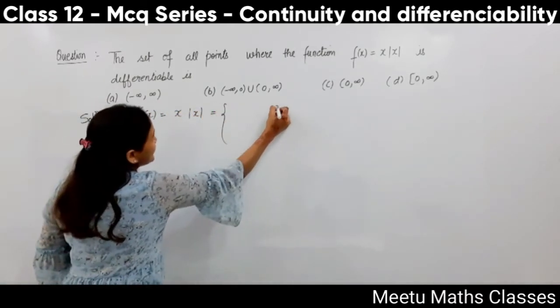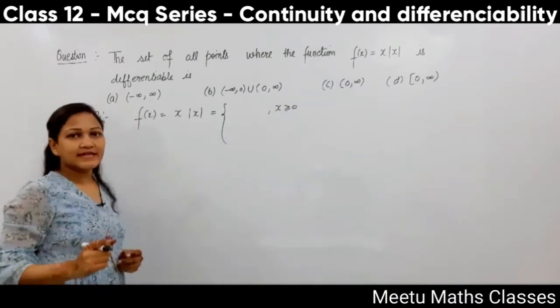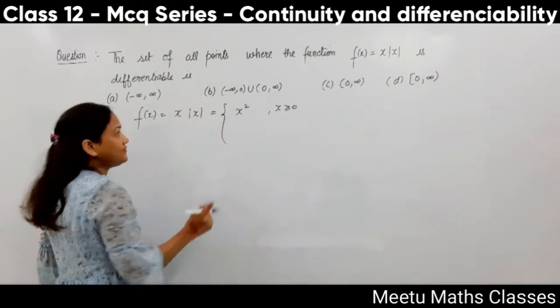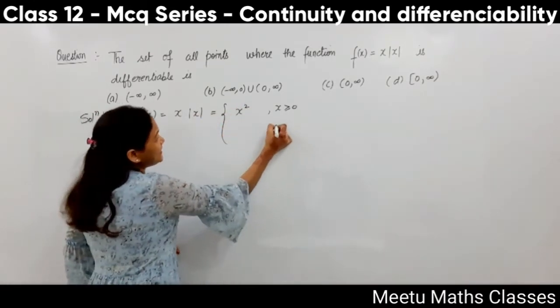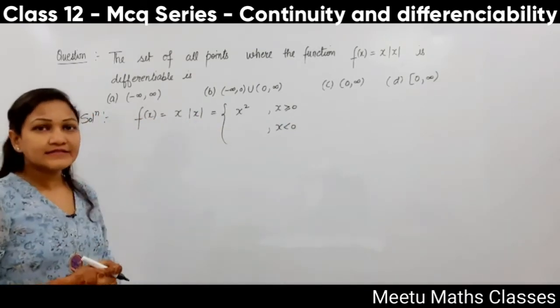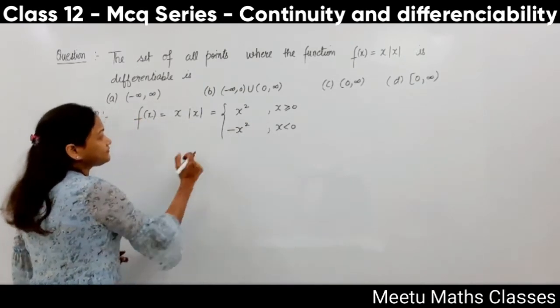How do you define modulus x? When x is greater than or equal to 0, your modulus x will throw x, and x into x will give you x square, and when x is less than 0 your modulus x will throw minus x, and x into minus x will give you minus x square.